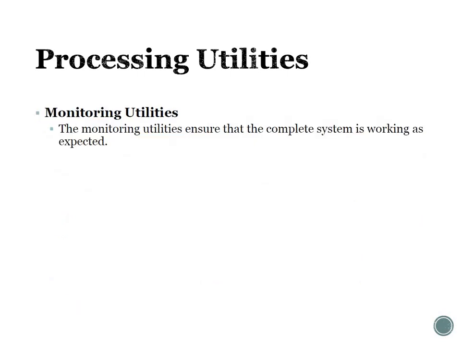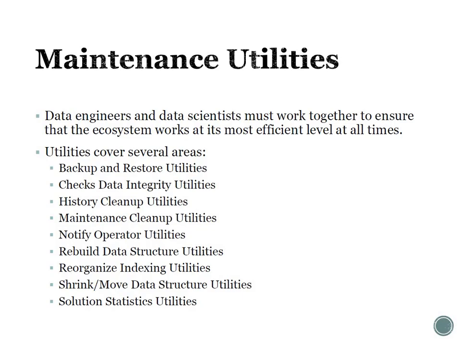Now monitoring utilities. Monitoring utilities will ensure that the complete system is working as expected. So what was your plan and what is your actual execution? Monitoring utilities continuously compare these. Monitoring utilities will raise an alarm in case something goes wrong. Now that was all about processing utilities and their subtypes. Now we come to maintenance utilities and their subtypes.